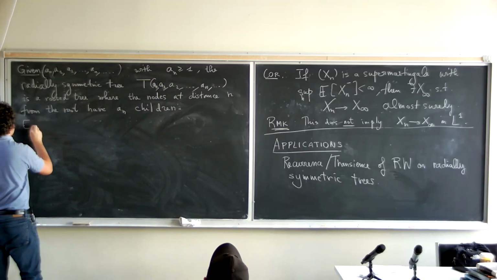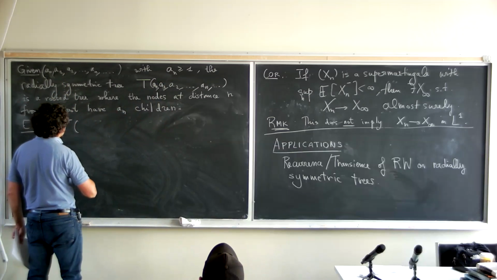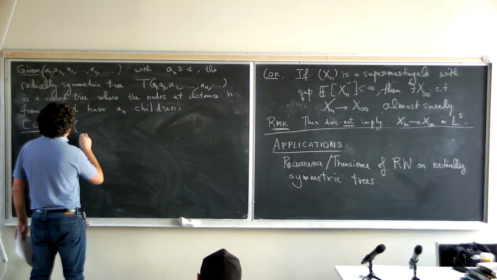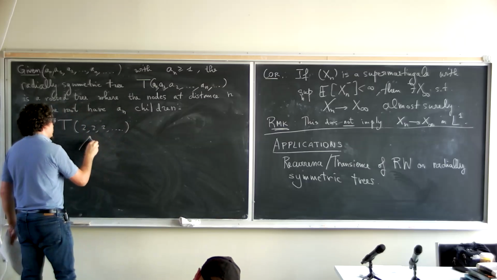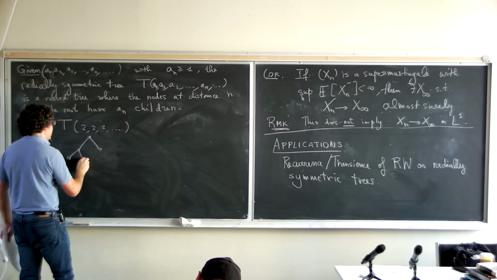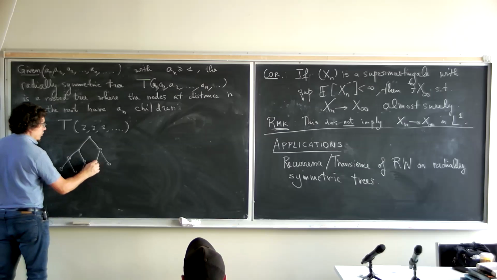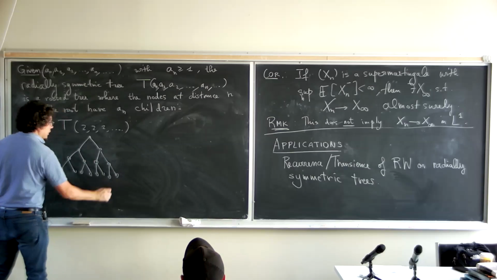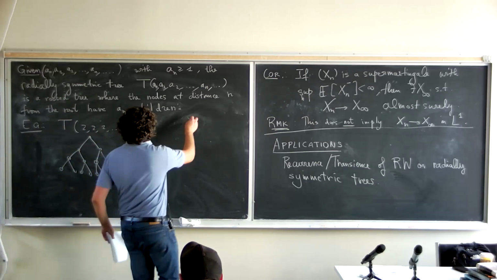So for instance, what do we have? Let's do T of 2, 2, 2, something like this. It's just a binary tree, so it has 2 children, then 2 children, and 2 children, and so forth. These are infinitely many n's, right? Yeah, for every n.